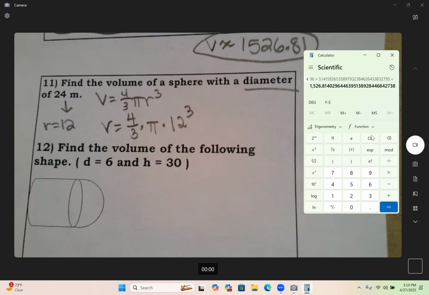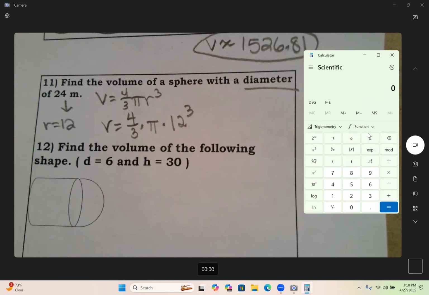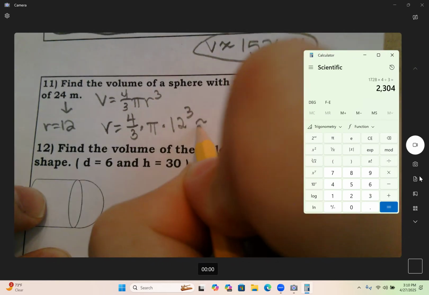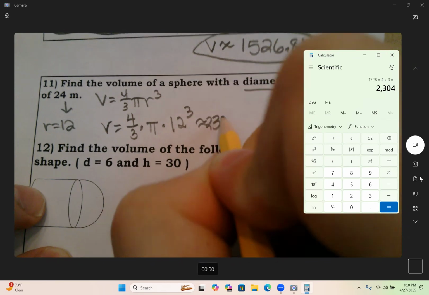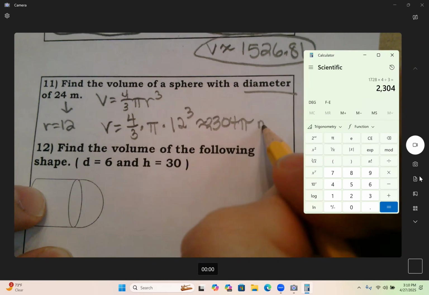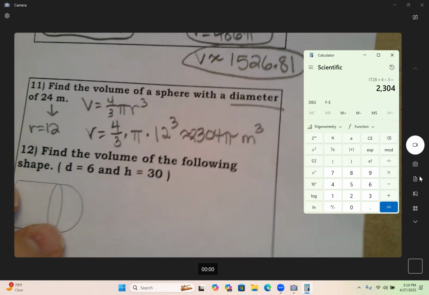All right, so again, we're going to answer in terms of pi, and then we will answer as a decimal. So I'm going to do on my calculator 12 to the third power first, which is 1728, and then I'm going to multiply by 4/3. And so we get 2304 pi. Since they did actually give us meters, this would be cubic meters or meters cubed.